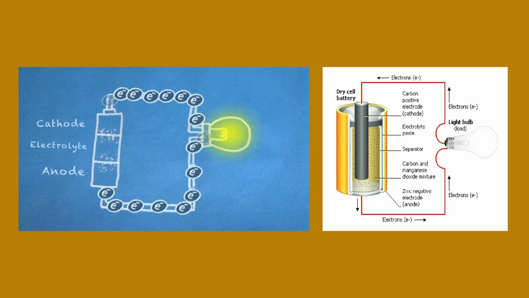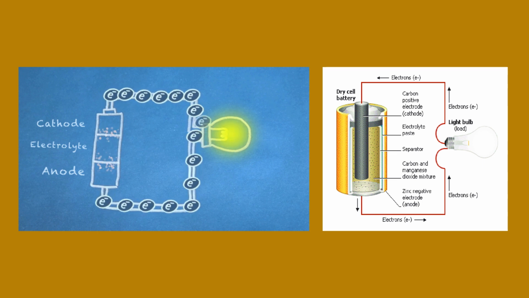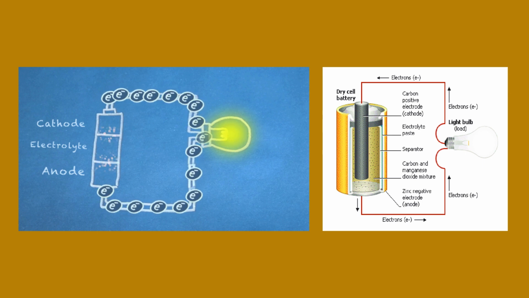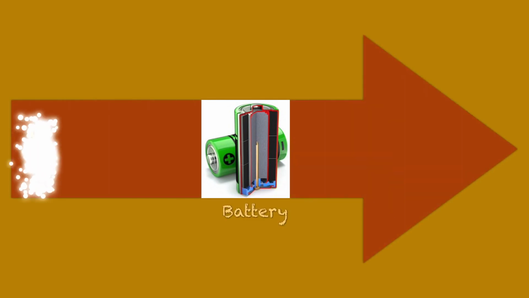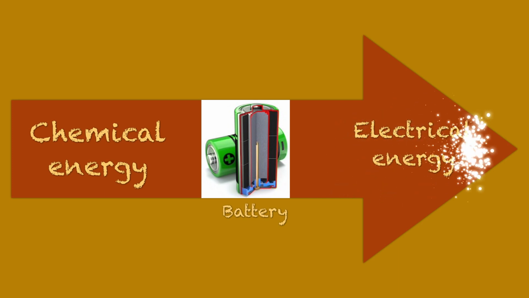Batteries that we're using today are an improved version where the two metals are immersed into an acidic chemical. Therefore, a battery is a device which uses the chemical energy as an input and converts it into electrical energy as an output.